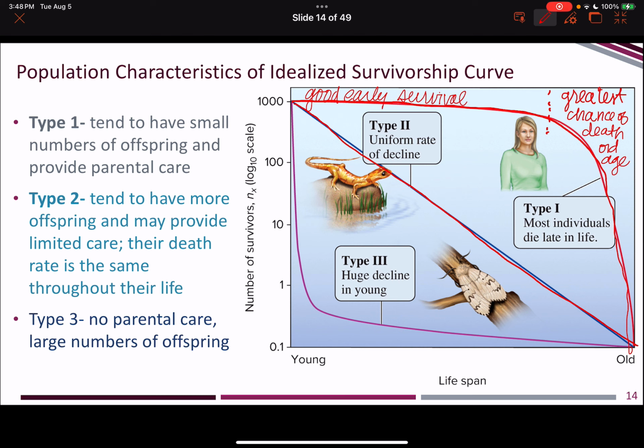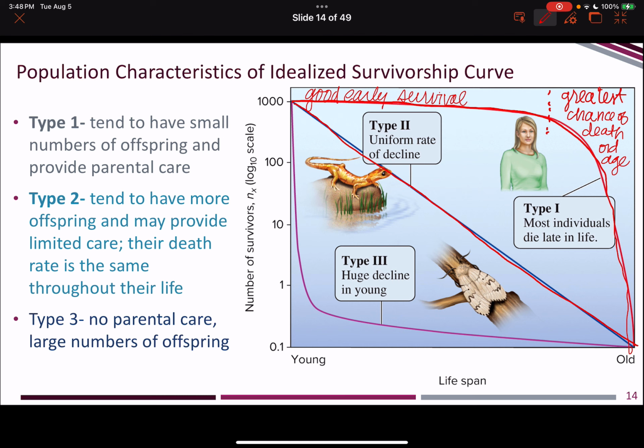And it's not that one of these is better than the other. It's just that there are different strategies that have evolved. Type 3 is sort of the extreme opposite of type 1. These guys tend to put their energy into reproduction, not into care. So if you think about humans, we put our energy into caring for our offspring for, say, 18 years, lots of time and energy into ensuring their survival and success, which is part of the reason that we have only a few offspring.